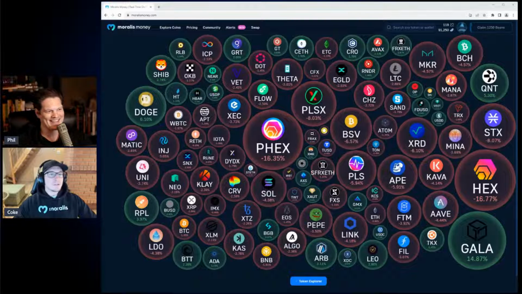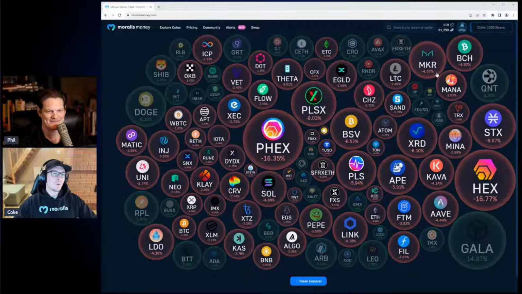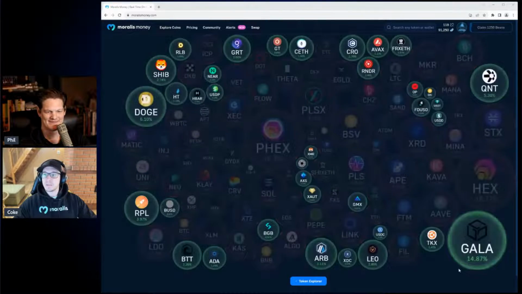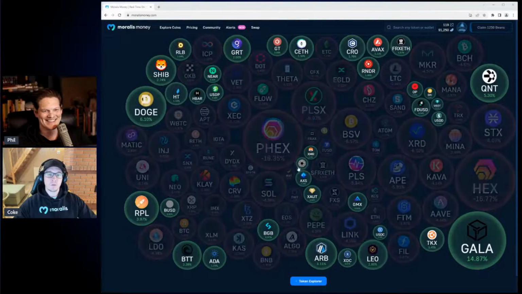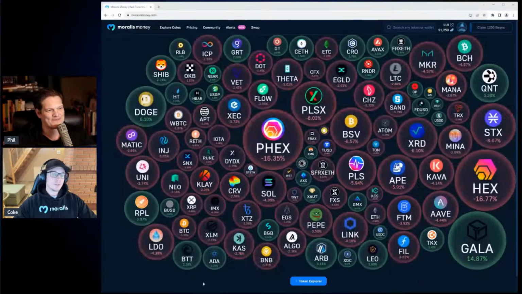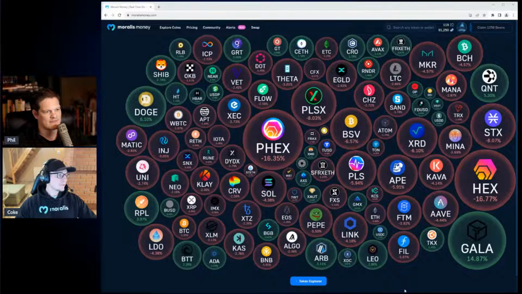Yeah, thank you. So, Phil, this is, as you know, our landing page, and here we can see a nice visual representation of daily market moves, what coins have been pumped and what coins have been dumped. So, it's really nice to have the feel about the market, what's going on today.